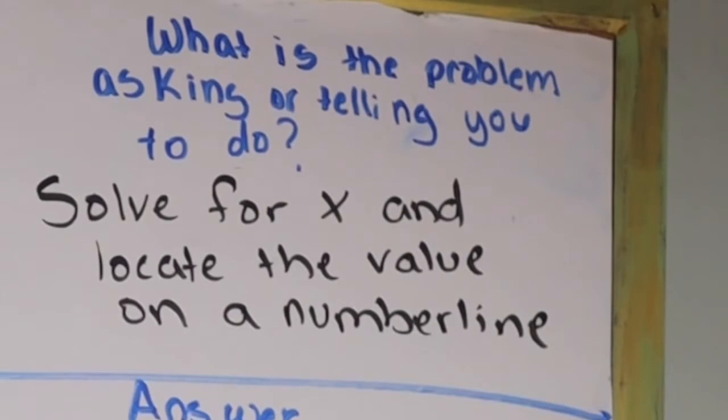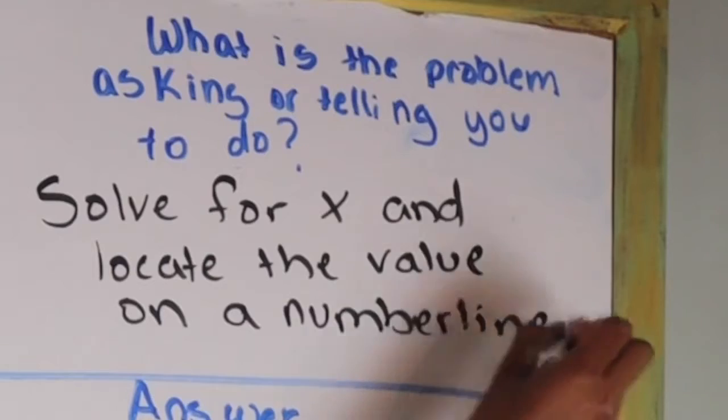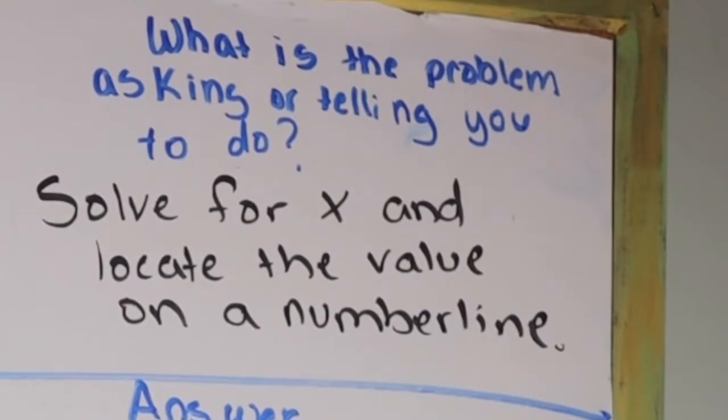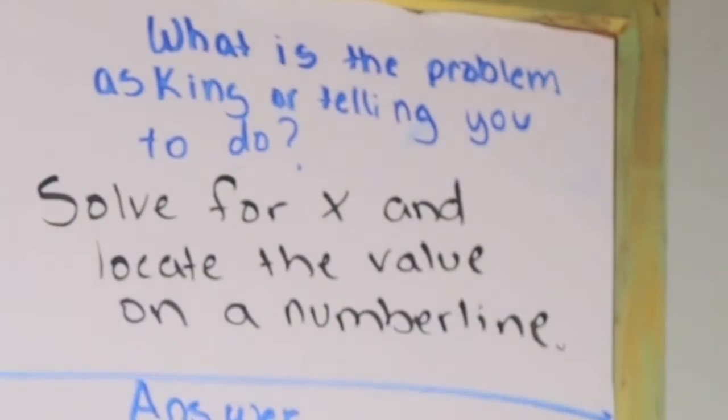So I kind of summarized this in my own words today. It's telling me to solve for x and to locate that value of x on a number line. So the best thing to do for this problem, I think, is just to draw out a number line on your paper.